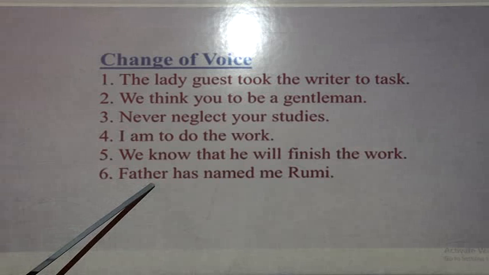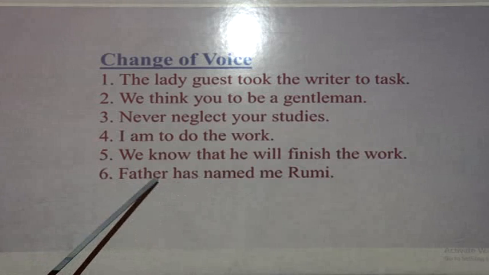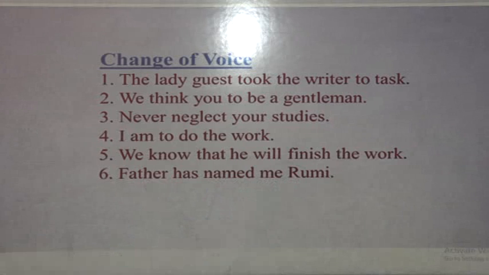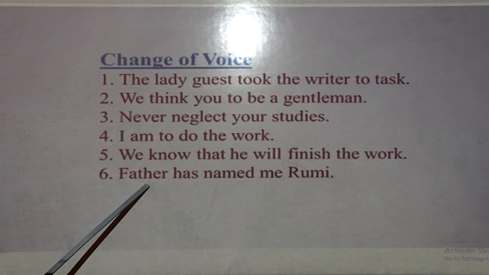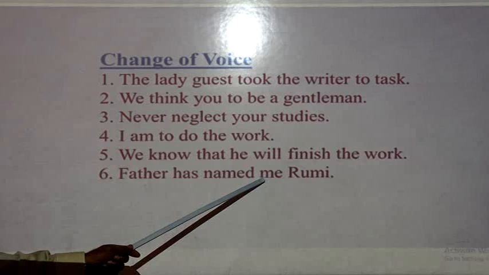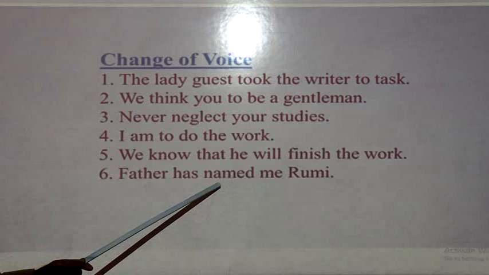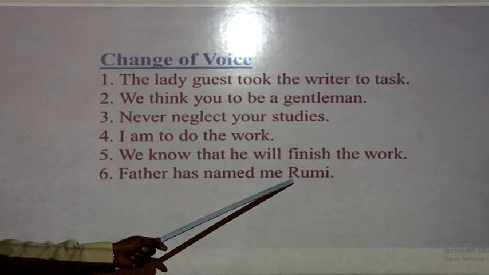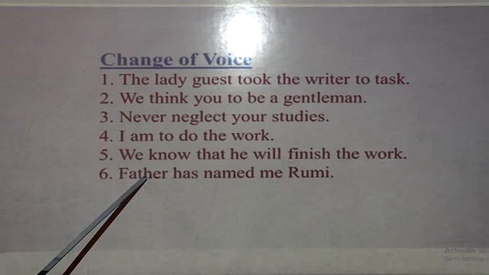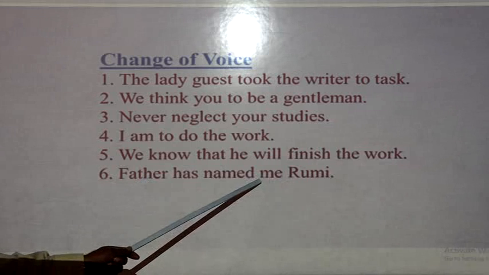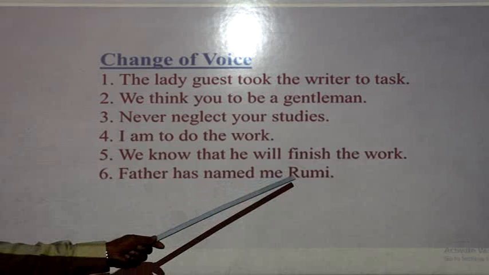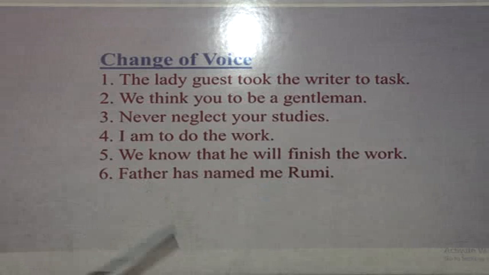Number six, father has named me Rumi. Father is subject, has named is verb, me is object, Rumi is the rank. So we have to change the subject and object. I have been named Rumi by father. So the complete idea, I have been named Rumi by father.